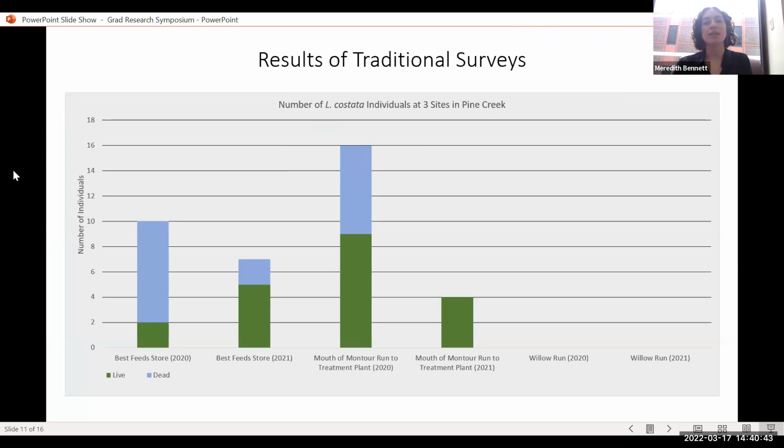So just the basic results of these traditional surveys. Like I said, we found Plethobasus costata individuals at both Best Feeds and the mouth of Montour Run. We also collected some dead shells. That's what you see in blue here. And then at Willow Run, both years, in the fall of 2020 and 2021, we found no native freshwater mussels and very few Corbicula, which is one of those invasive species I mentioned.